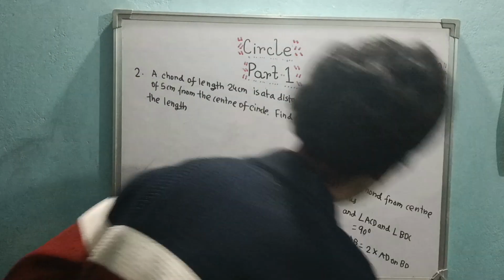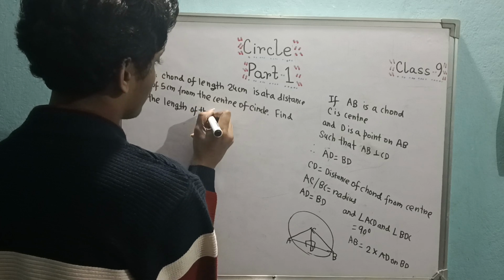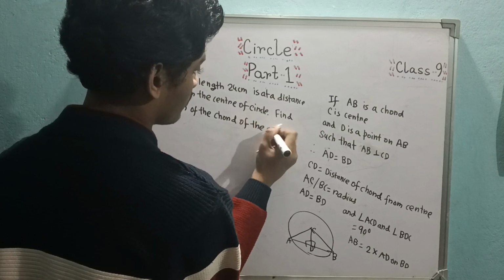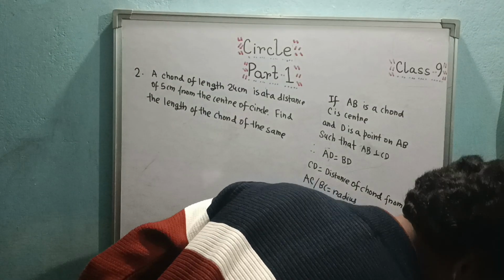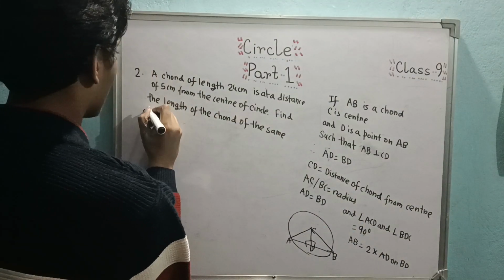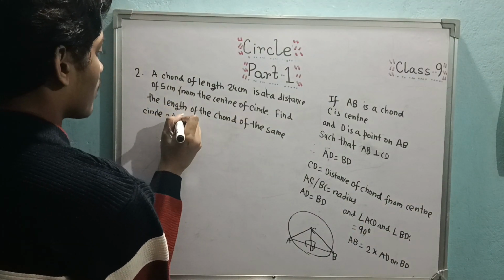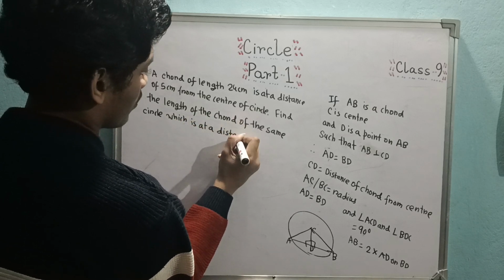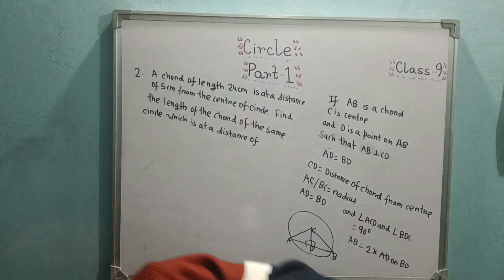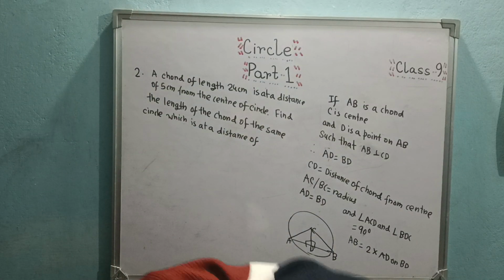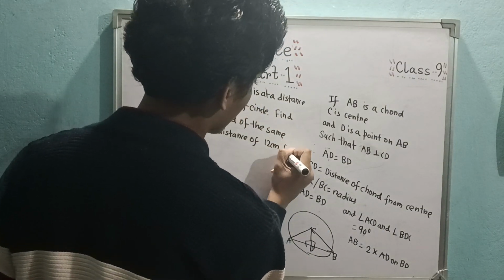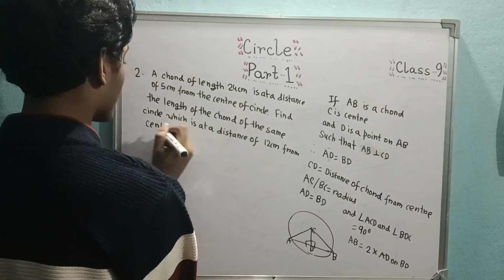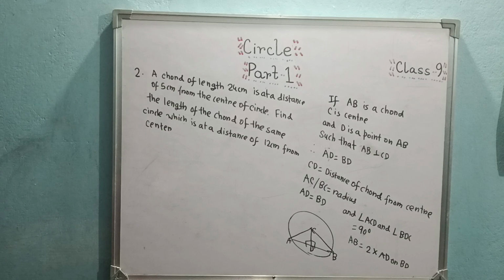Find the length of the chord of the same circle which is at a distance of 12 cm from center. Two cases, right? First one, it is 5 cm from center of circle. Second one, it is 12 cm from center of circle.